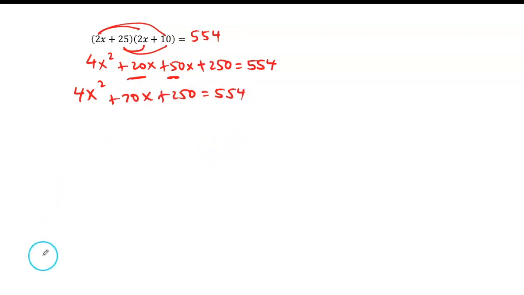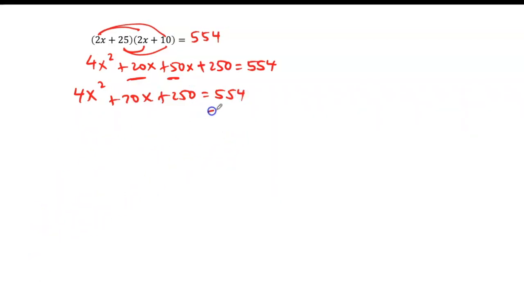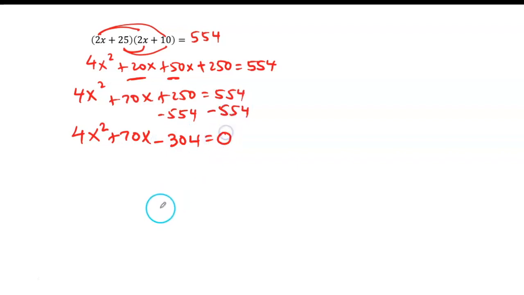And from now, I have to subtract 554 on both sides. So I have 4x squared plus 70x, and this is going to give me negative 304 equals 0. And now it's equal to 0. Remember, I can simplify this. This is divisible by 4. Yeah, let's get divided by 4. So let's make everything divided by 4.